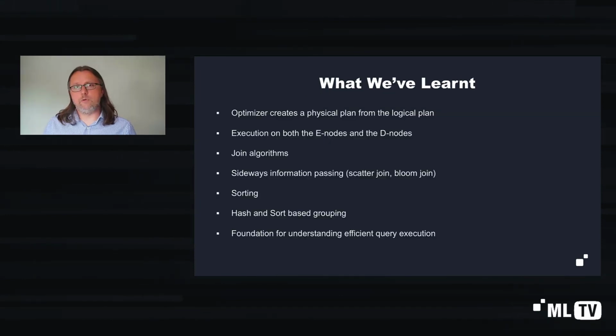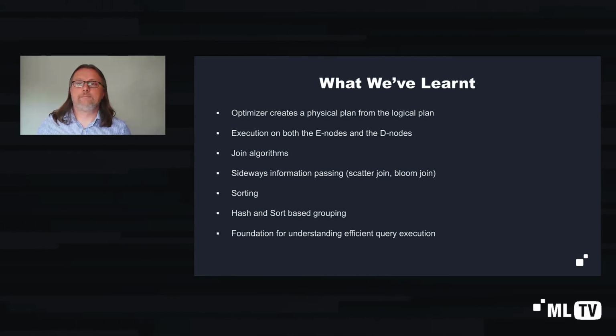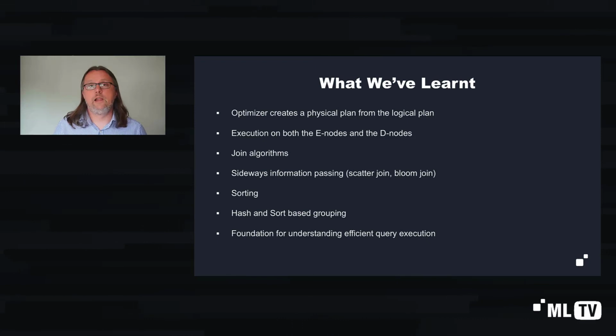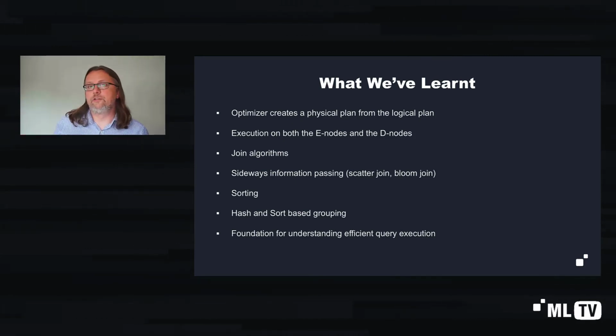So to summarize what we've learned today, we looked at how the optimizer creates a physical plan from the logical plan, and we've looked at how execution happens both on the E node and on the D node, depending on the operator and the query plan. We've looked at the various types of join algorithms, and in particular we looked at sideways information passing, which is the scatter join and the bloom join, where we're using the left-hand side to constrain the execution of the right-hand side.